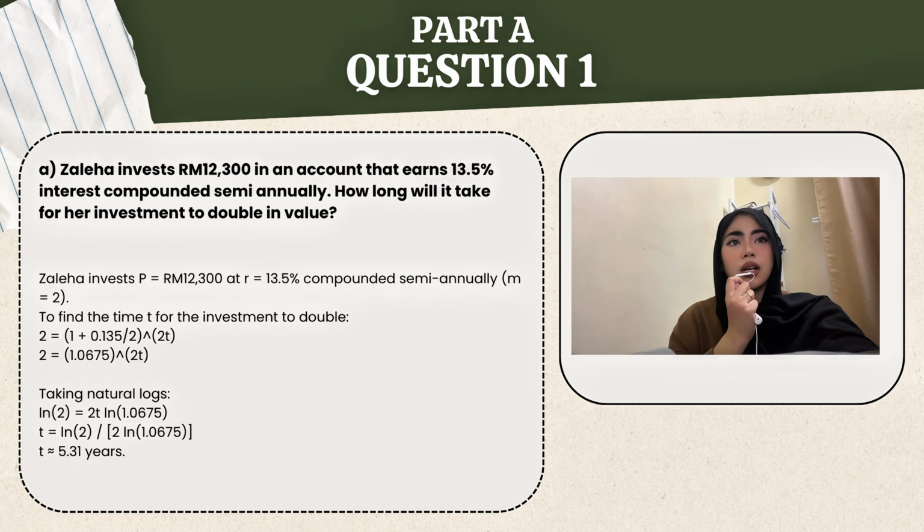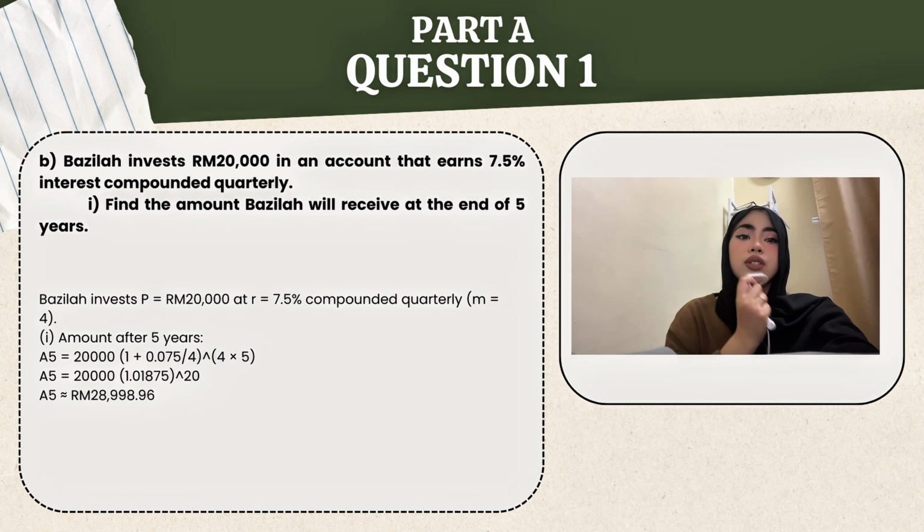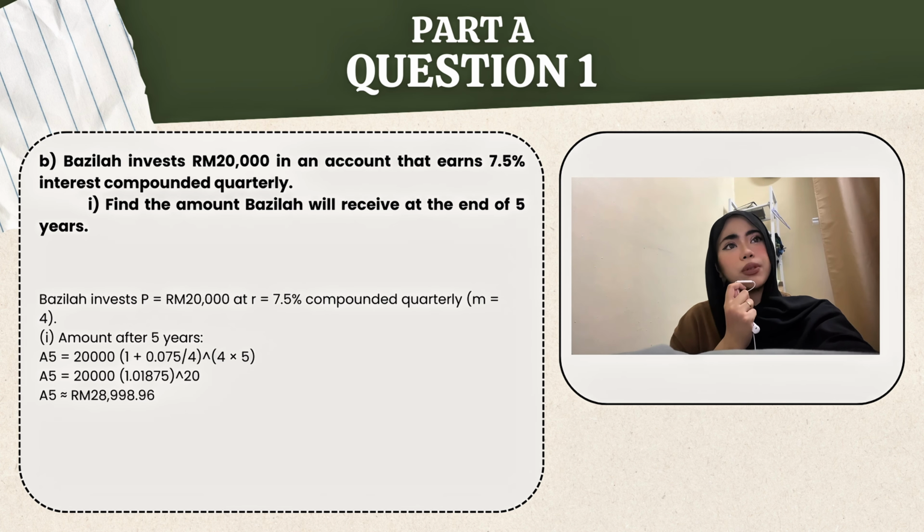For part B, the amount after 5 years with 7.5% interest compounded quarterly. Use the same formula, substitute values, and calculate like usual. So the answer will be 28,998.96.